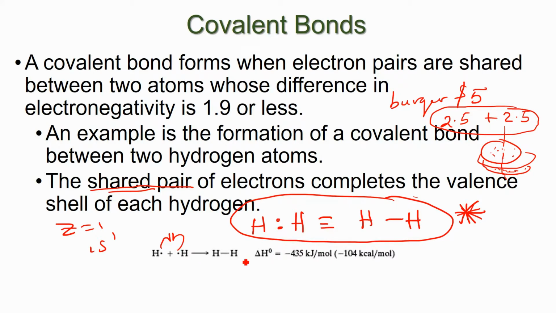Now, this reaction of joining 2 hydrogen atoms usually releases energy. That's why there is a negative sign here. It tells you the reaction is exothermic. And for this type of reaction, you lose 435 kilojoules per mole, or negative 104 kilocalories per mole is lost to the environment. So the reaction is exothermic. That's the relevance of that sign. If this was positive, then the reaction would be endothermic, heat added to the reaction. But here heat is lost from the reaction, so it's exothermic.